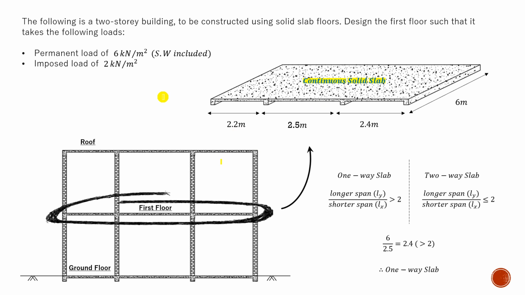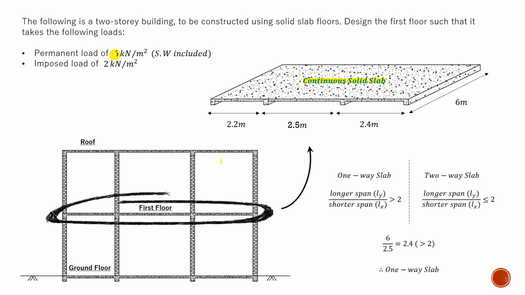Let's continue the design of our continuous one-way solid slab as per the Eurocodes. Now this is part 2, in which we'll be assigning the area of reinforcement as well as checking the deflection.